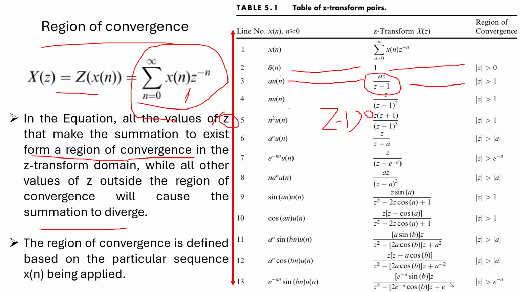This table is very important. You can see here these are the sequences and the corresponding Z transforms and corresponding regions of convergence. So it is very important for all these sequences. You can check it in detail. This is a very important table.